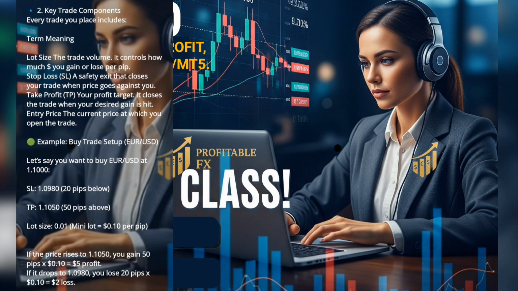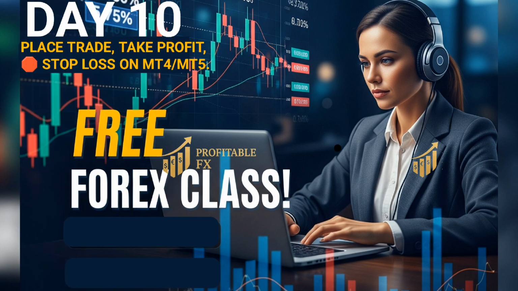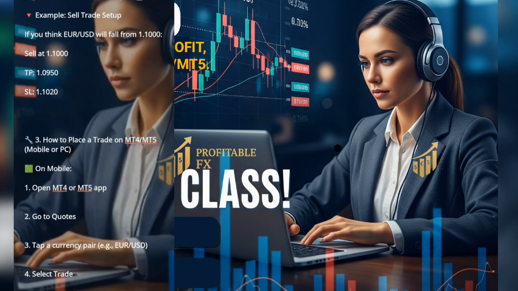Example, sell trade setup. If you think euro to US dollar will fall from 1.1000, sell at 1.1000. TP, 1.0950. SL, 1.1020. 3. How to place a trade on MT4 MT5, mobile or PC.